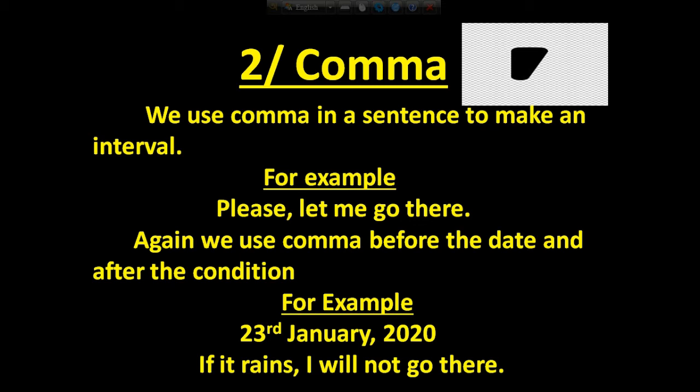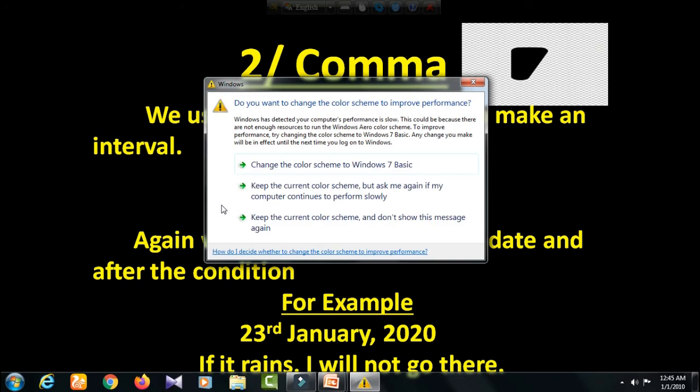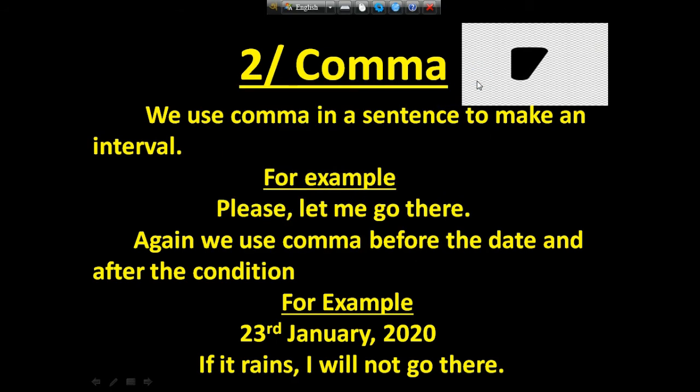Again we use comma after the date and after the condition. Okay, for example, 3rd January, 2020. That means we have to use comma after the date. Here 3rd January is the date. And the second example is: if it rains, I will not go there. That means here is written if it rains, so there is a condition. So after the condition we have to use comma. Is it clear? Okay, thank you very much.